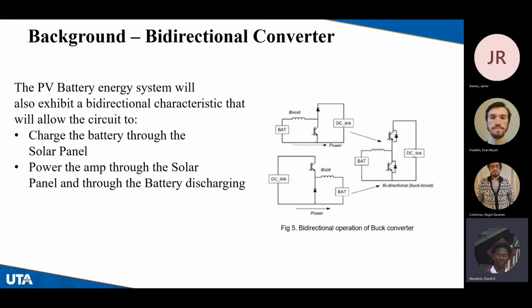The main topology of the bidirectional converter would be the buck converter, and this would be used to charge the battery through the solar panel and to discharge the battery to our amp in times where the solar panel doesn't provide any sufficient power.